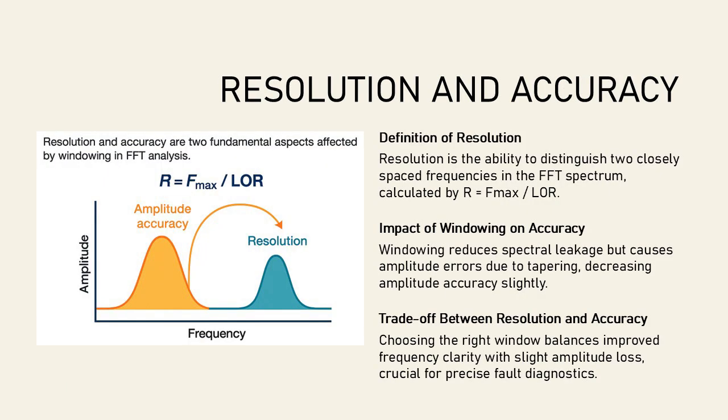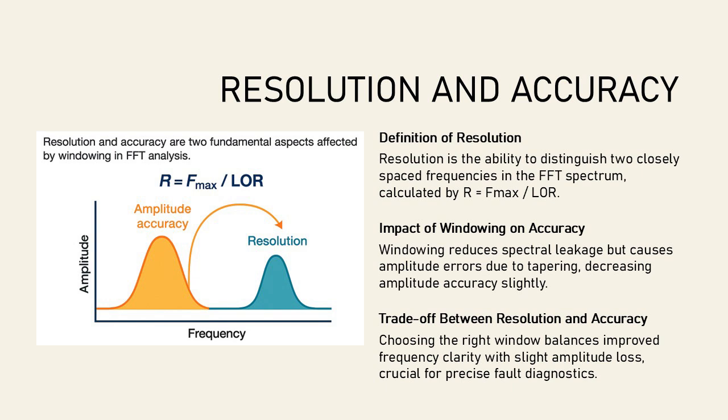Resolution and accuracy are two fundamental aspects affected by windowing in FFT analysis. Resolution refers to the ability to distinguish between two closely spaced frequencies in the spectrum and is calculated as R equals Fmax divided by LR, where Fmax is the maximum frequency and LR is the number of lines of resolution. Higher resolution means smaller spacing between frequency bands, allowing better separation of peaks.